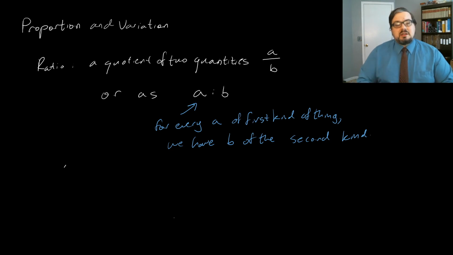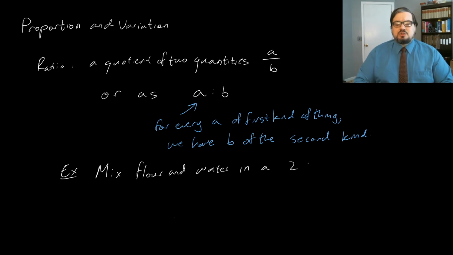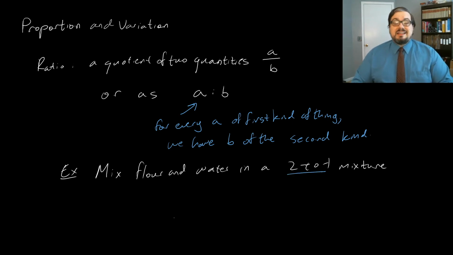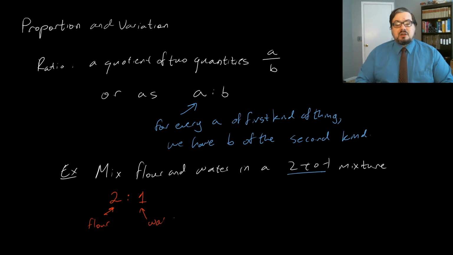So, for instance, a recipe might call for the following. We might say, mix flour and water in a 2-to-1 mixture. This 2-to-1 right here is an example of a ratio. It's saying that for every 2 units of flour, we need 1 unit of water.